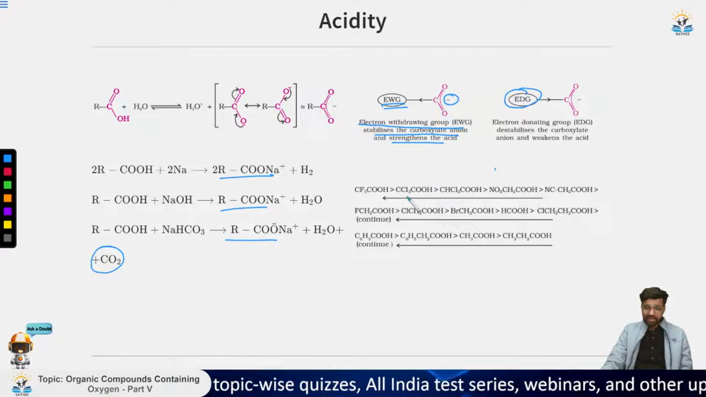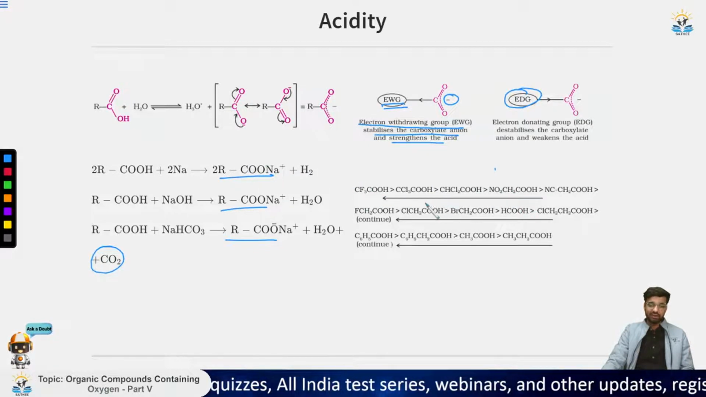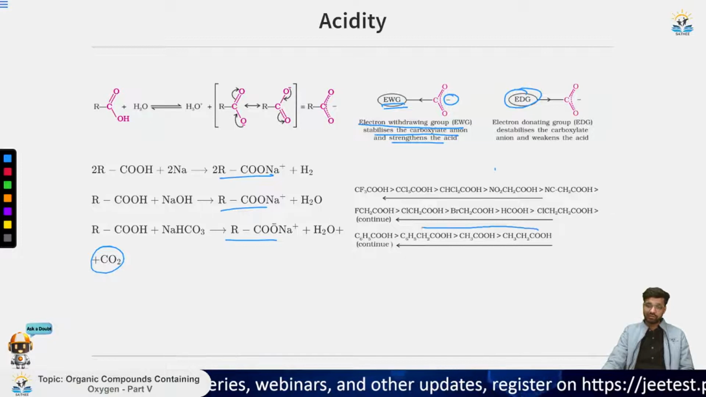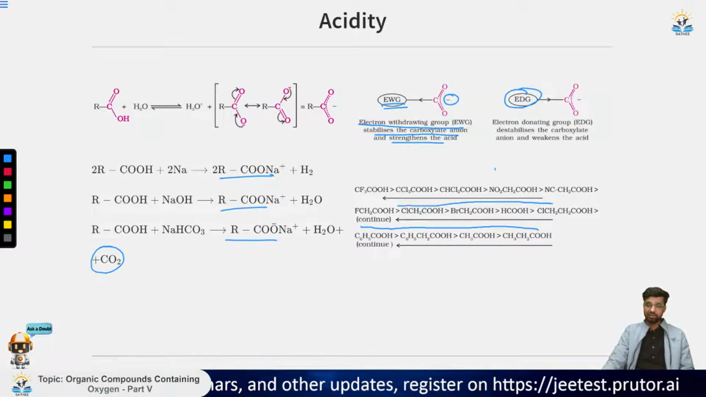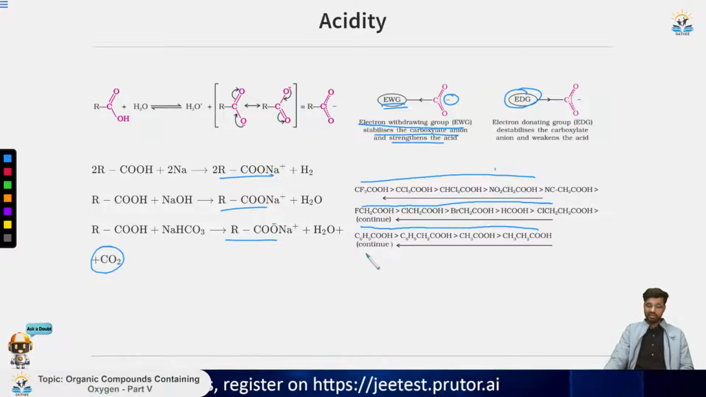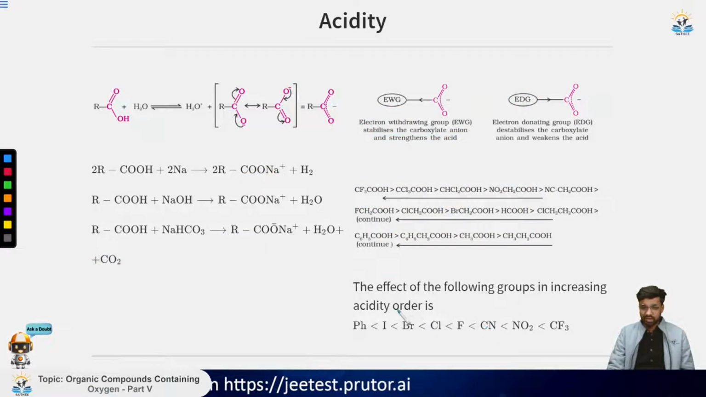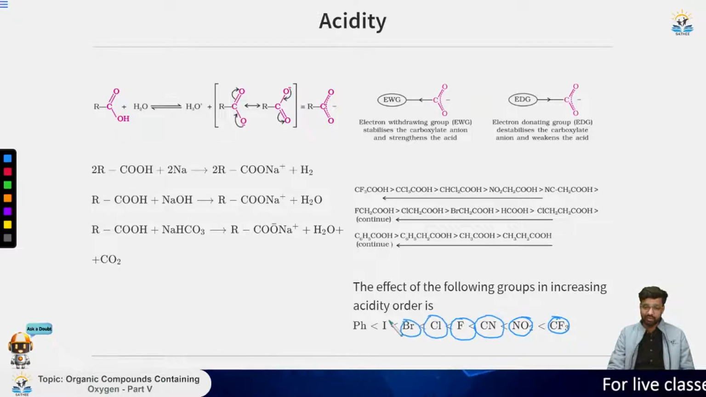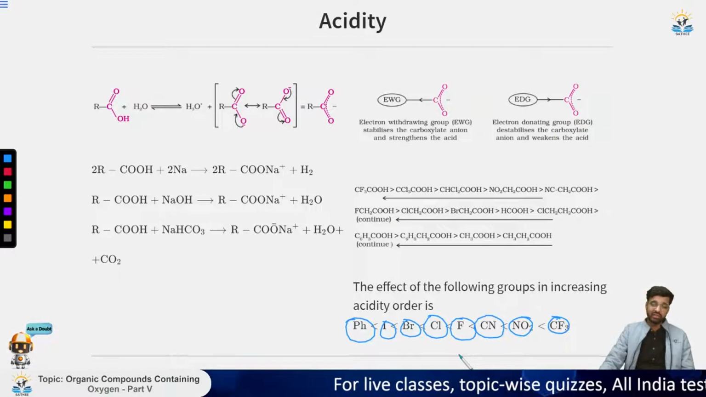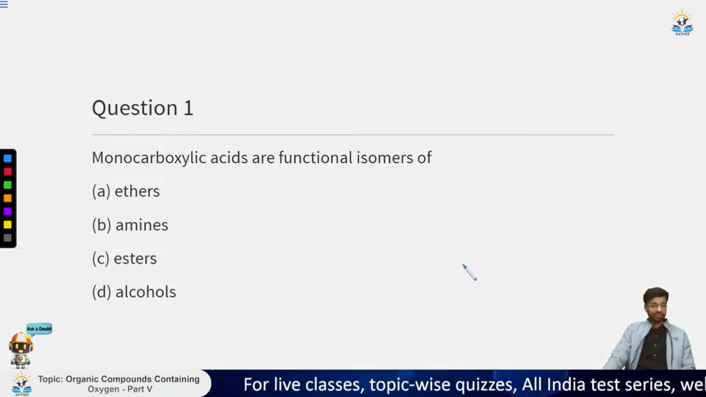Now keeping that concept in mind, I have given you here a comparison of various functional group substituents that are added to this carboxylic acid. You can have a look at this, or just take a screenshot, because it's an important series. If you summarize this chart, these groups are in increasing order of acidity. CF3 has the maximum electron withdrawing tendency, then NO2, CN, fluorine, chlorine, bromine, iodine, and then phenyl. So this is a very important series. If you have the same carboxylic acid and only the substituent is changed, you can compare any of those using this order. Now let us see some questions.